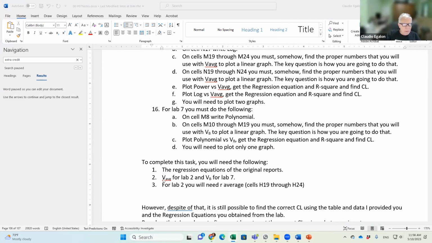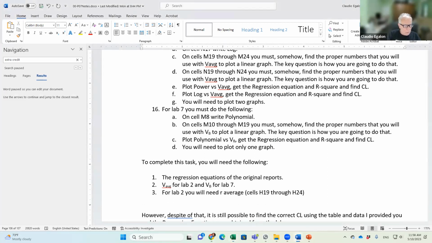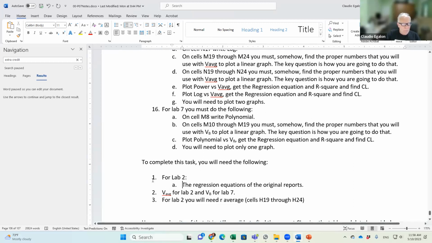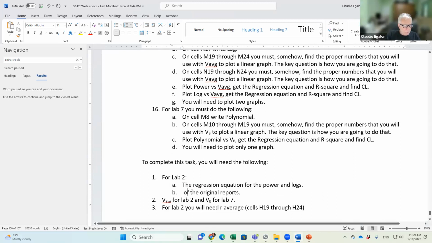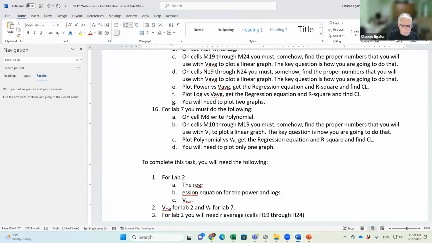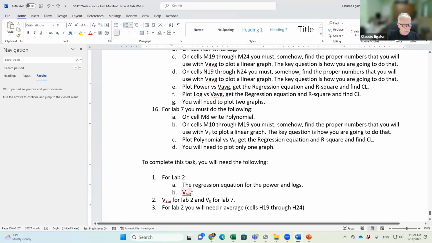To complete the slide, we're going to do the following. I'm going to put it in a more organized way. For lab 2, the regression equation for the power and log. The average. The numerical values in the V average column. Oh, we're running out of time.